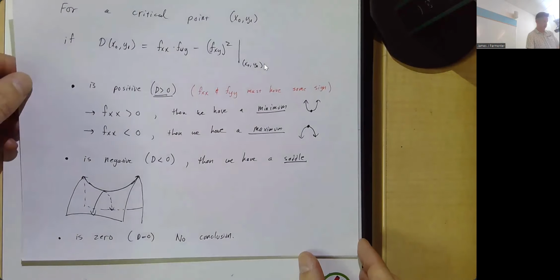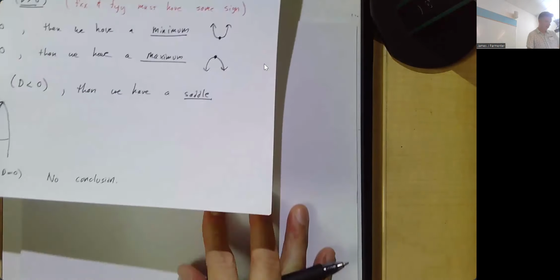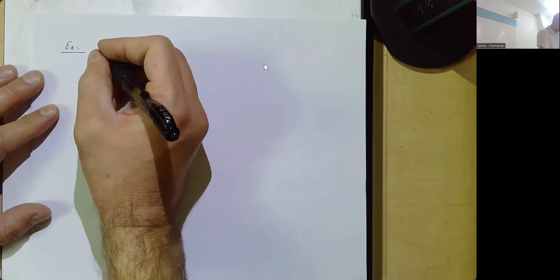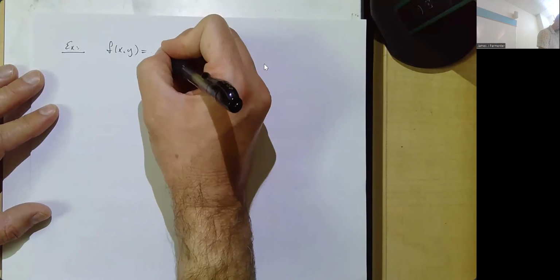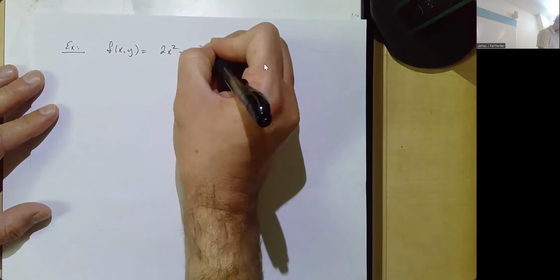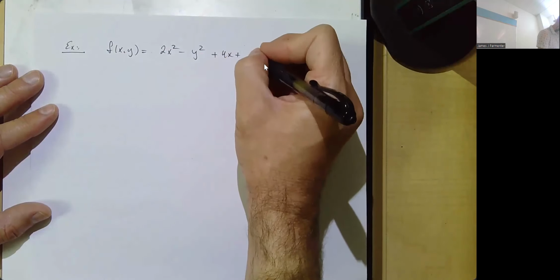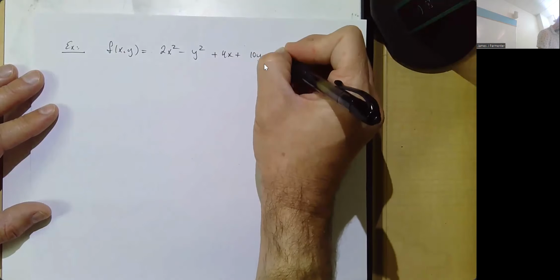This next example, which is also not particularly exciting, but it's fine. So let's say with this next function, we have that f of xy is equal to 2x squared minus y squared plus 4x plus 10y plus 3.